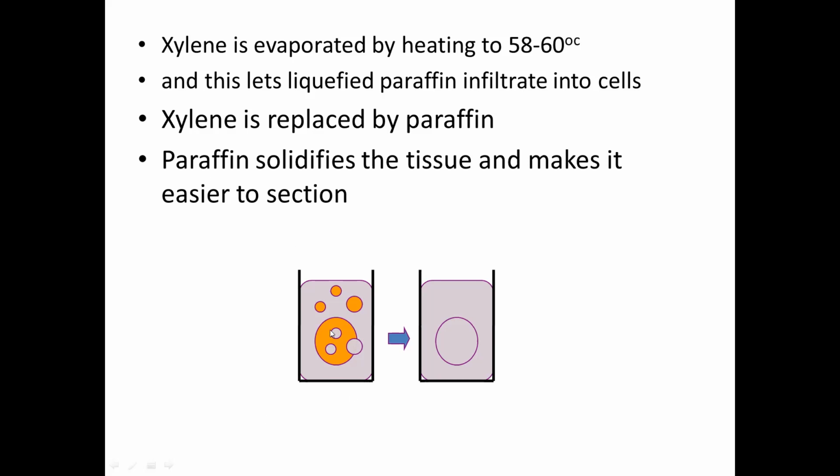So what we do is, after the xylene, we put this tissue into a heated wax bath. The heat will evaporate the xylene and the liquid paraffin will go into the tissues and replace the xylene. So finally, the tissues are filled with paraffin wax instead of water.